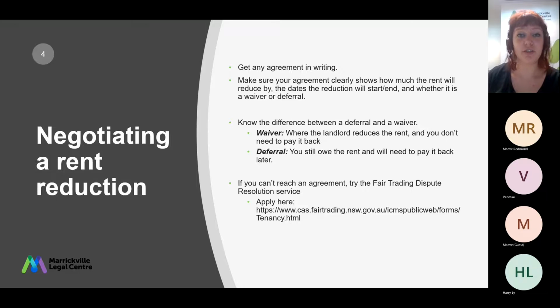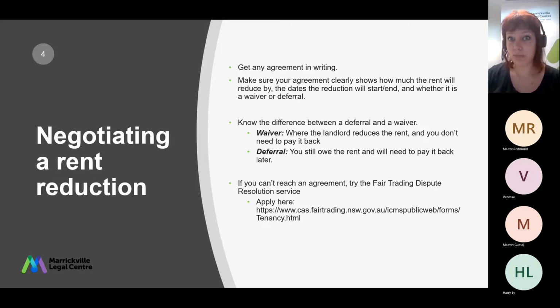Now, if your landlord is on the same page about, or is open to providing you with a rent reduction, it's really important that you're both on the same page about what that means. What a rent reduction means to one person may not necessarily mean the same to another person. So with any agreement you make, make sure it's in writing, make sure it provides a start date and end date if applicable, and clearly sets out the amount of rent that you're required to pay.